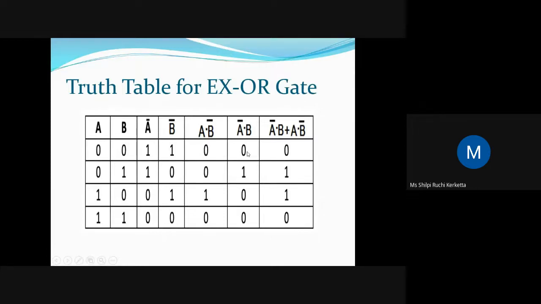So what will be 0 plus 0? Zero. 0 plus 1? One. 1 plus 0? One. And 0 plus 0? Zero. Okay, so this is the output for the XOR gate. It is 0, 1, 1, 0. So seeing the output and input of this XOR gate, what can we say?